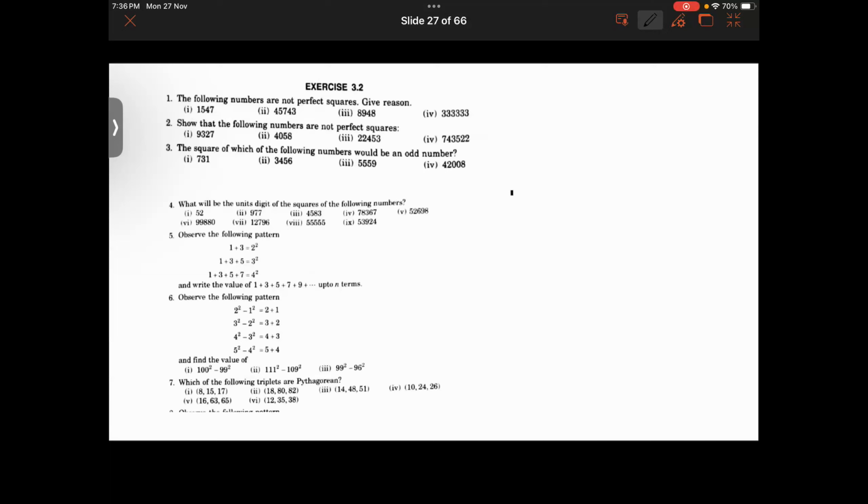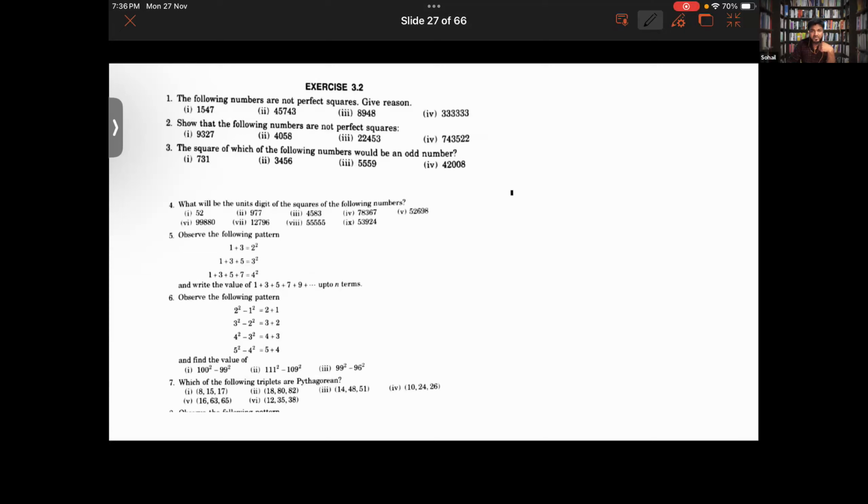Exercise 3.2. Hope you guys have completed this exercise. Yes, sir. I finished. Sir, I couldn't do the 5th question. Which question? 5th and 6th. I will be doing that question. We'll be doing that question.